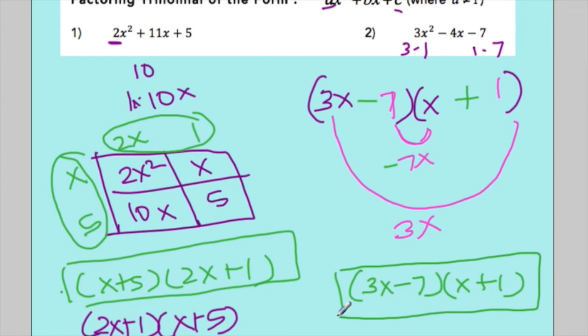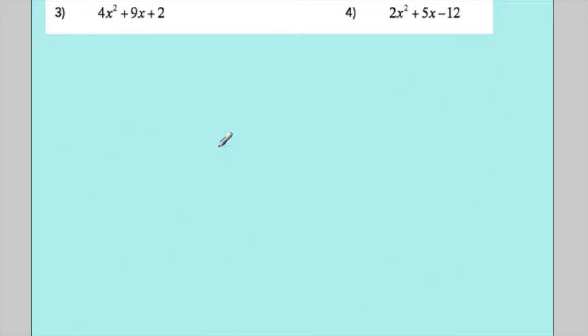The more you do of guess and check, the quicker you will get. Okay. Once again, if you don't like guess and check, you can go ahead and do the box method. Okay. Let's go ahead and try another one with guess and check.